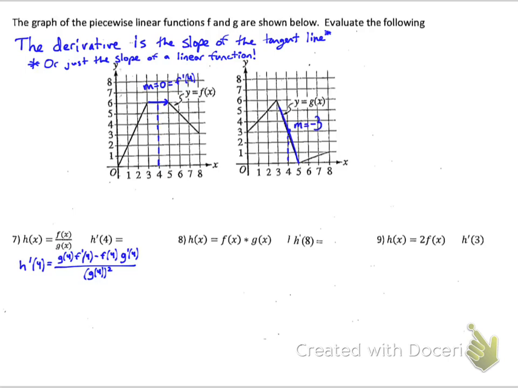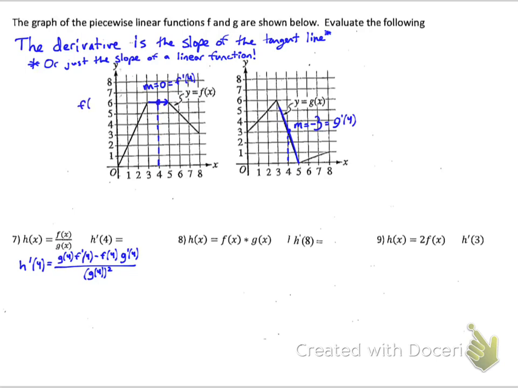For g of x, the slope right there at 4 is negative 3. So that's equal to g prime of 4. In other words, the derivative, or the instantaneous rate of change, at 4 is negative 3.